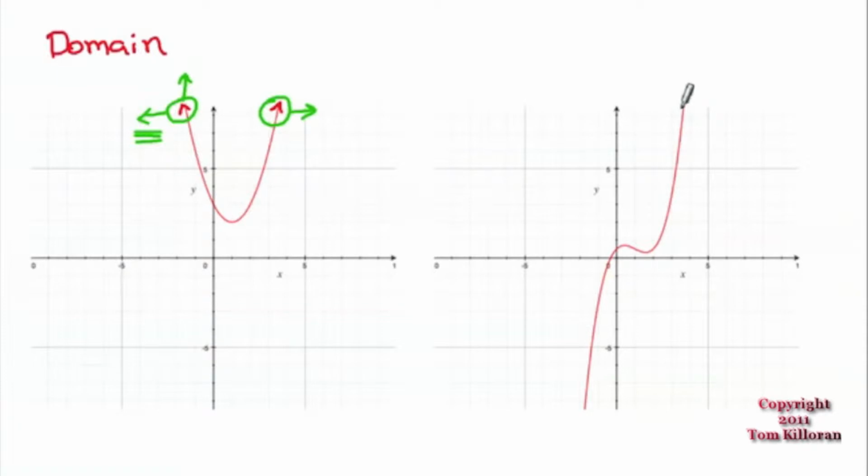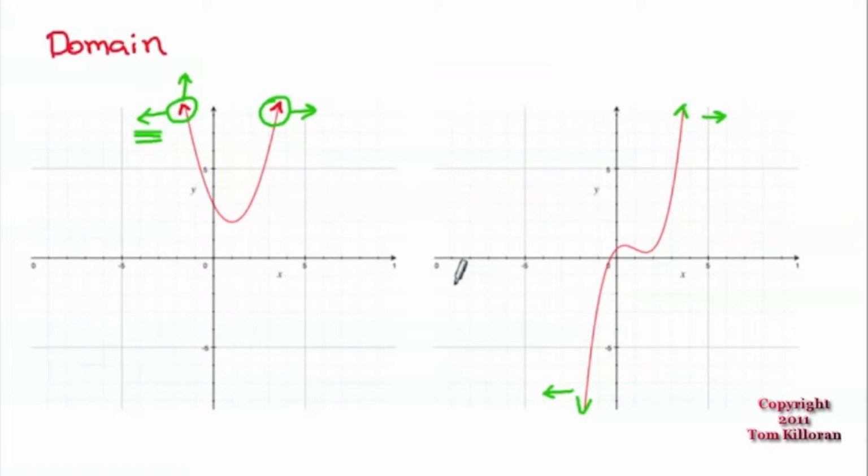And the same thing happens over here when we're dealing with the cubic graph. These arrows, one is pointing to the left if we're talking about just x values, and the other one is pointing to the right. So again, we have a domain of all real numbers. So if it's a polynomial function, the domain is all real numbers.